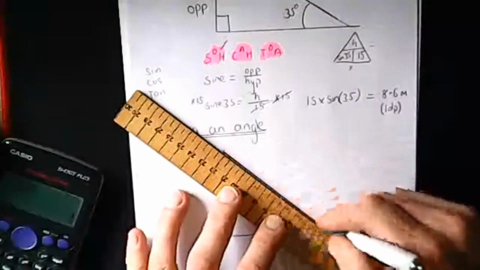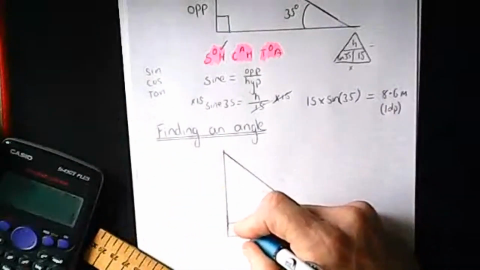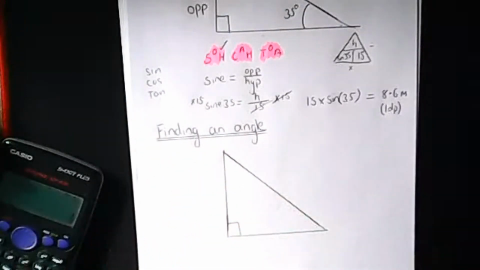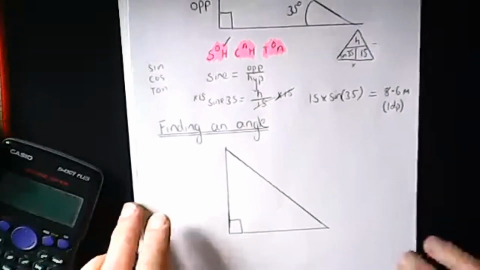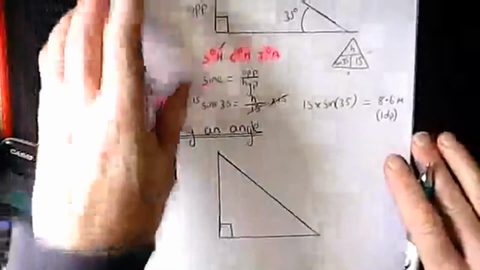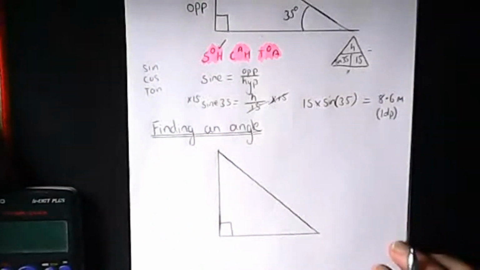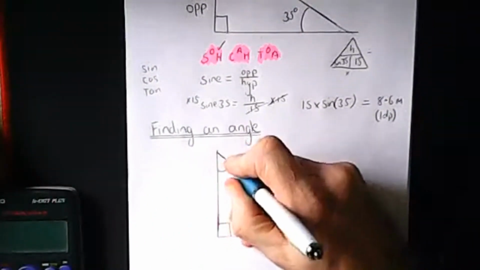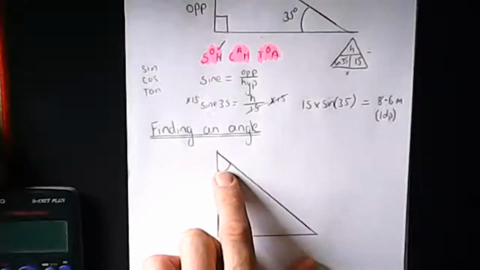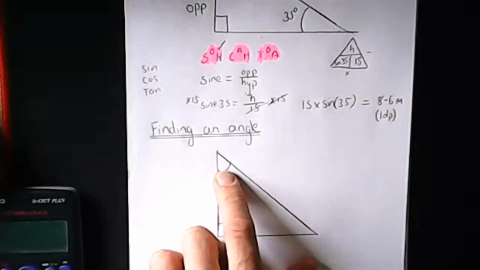Remember, trigonometry is all about right angles. If it's not got a right angle, you're not going to be using trigonometry. Well, not strictly true actually, because you've got sine rule, cosine rule, but let's not get bogged down in that for today. So looking at this question then, this time I'm going to mark that angle there, but I don't know what it is.